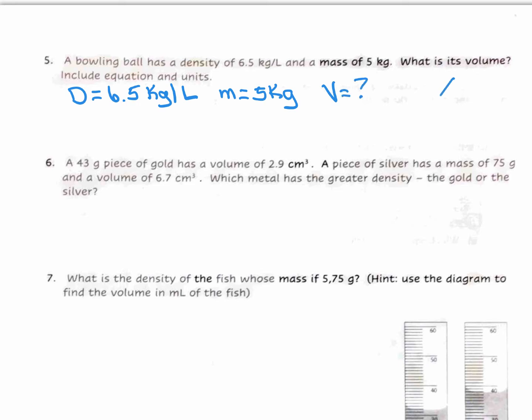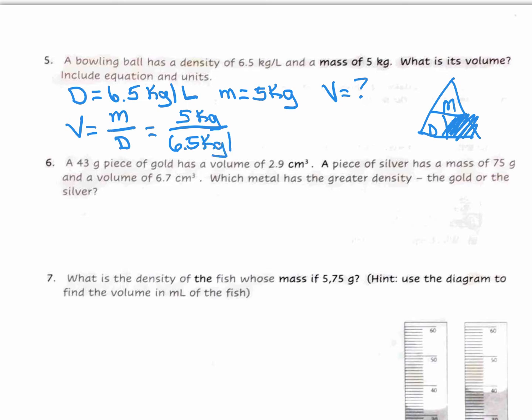So once again, I'm going to do my triangle. Density is mass divided by volume. I'm going to cover volume up. And this tells me that volume equals mass divided by density. So my mass is 5 kilograms divided by my density, which is 6.5 kilograms per liter. So watch what happens to our units. Kilograms cancels out, and we're left with liters.